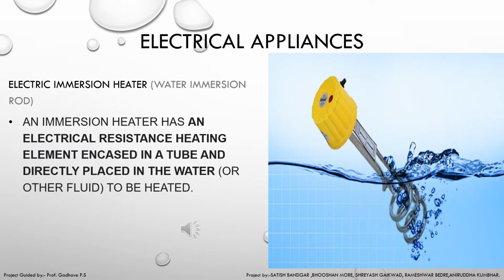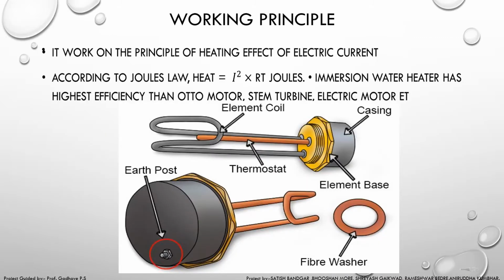Electrical appliances. Electrical immersion heater. An immersion heater has an electrical resistance heating element encased in a tube and directly placed in the water to be heated. Working principle. It works on the principle of heating effect of electric current.